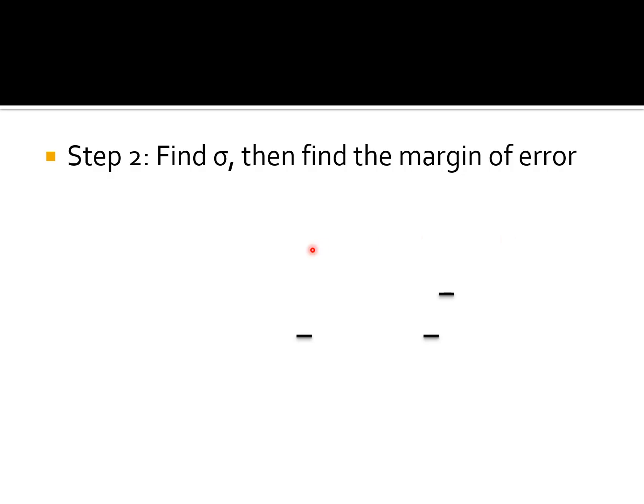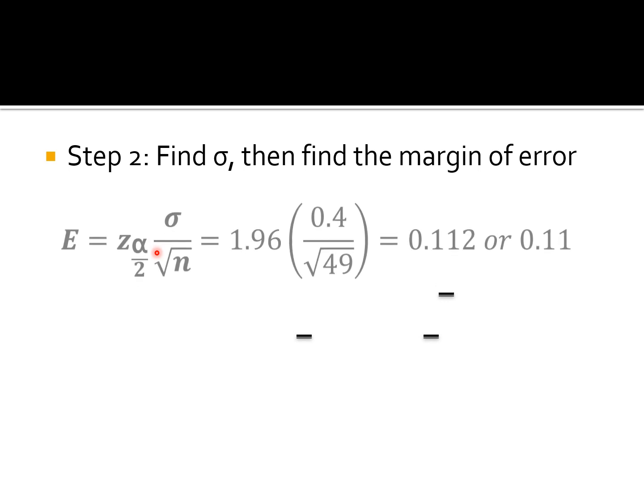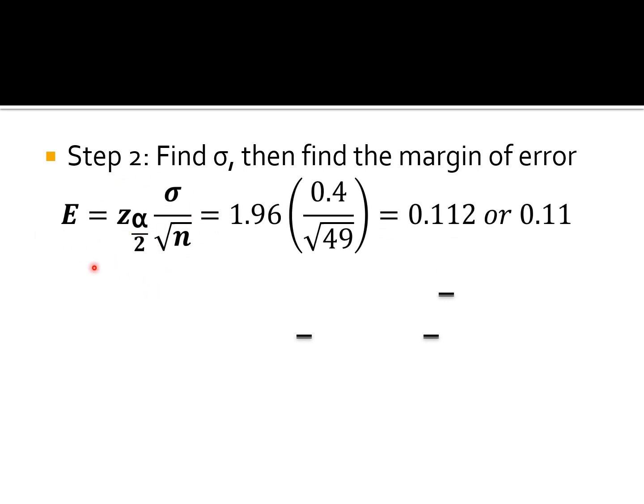For step 2, find the population standard deviation first, since the given is the variance, then find the margin of error. We have here the given formula; just substitute 1.96 and 0.4. Where did 0.4 come from? That is the square root of 0.16. Then our sample size is 49. Simplifying further, we get 0.112, or just 0.11. Our margin of error is always to 2 decimal places. Round it off to the nearest decimal place.